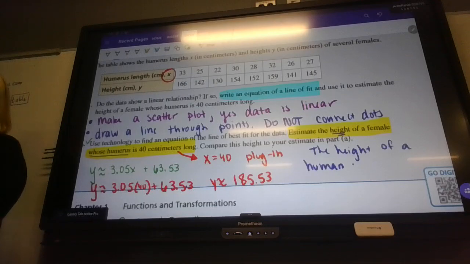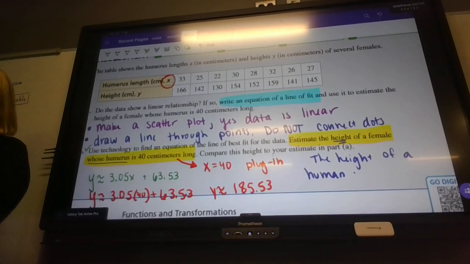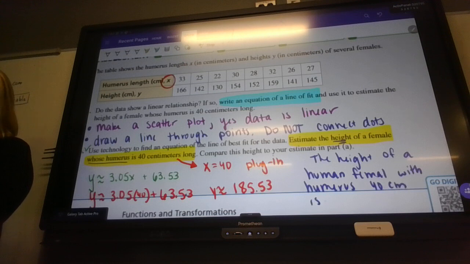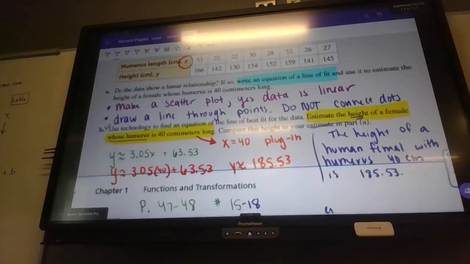The height of a human female? Does it say human? It just says several females. And then there's our answer. So write the equation and then plug in and use the equation. And that's your mission today.